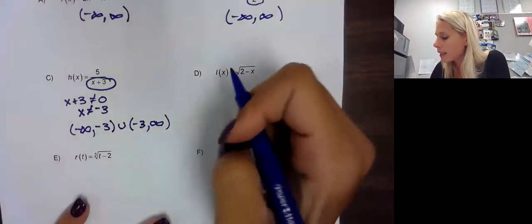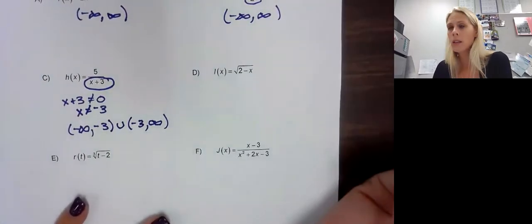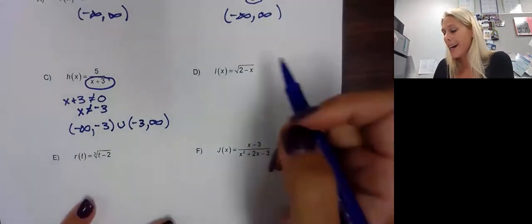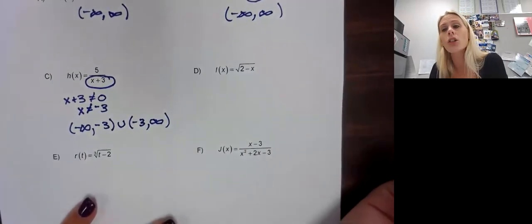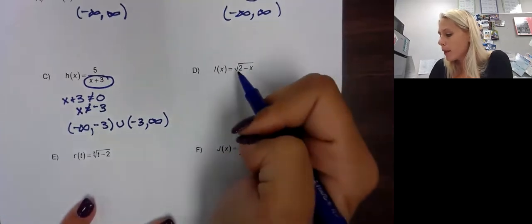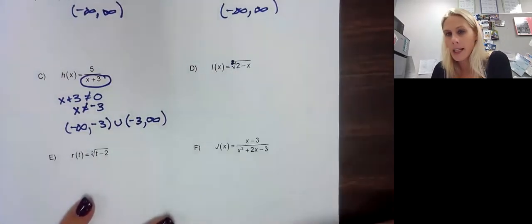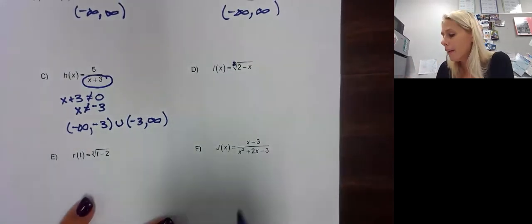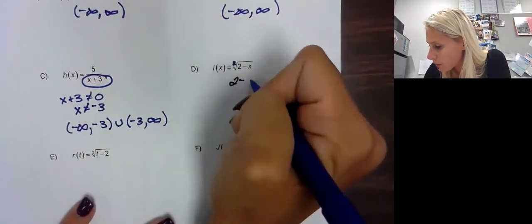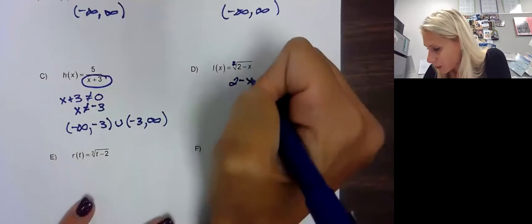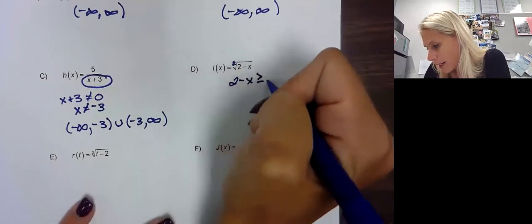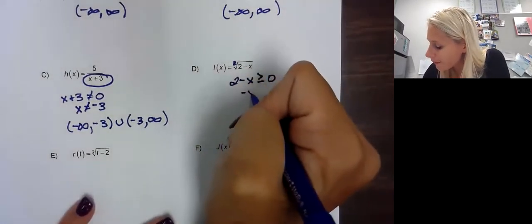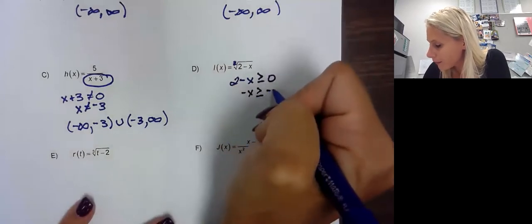D, i of x equals the square root of 2 minus x. Okay, denominator. Technically it's there, but it's the value of 1. I see a root. Is this an even or an odd root? Make sure you remember that this is a square root, which means this is technically a 2 there, but it doesn't have to be. So it is an even root. Even roots say what's under the root cannot be negative. So this has to be greater than or equal to 0. And then we're going to solve. So we get negative x is greater than or equal to negative 2.